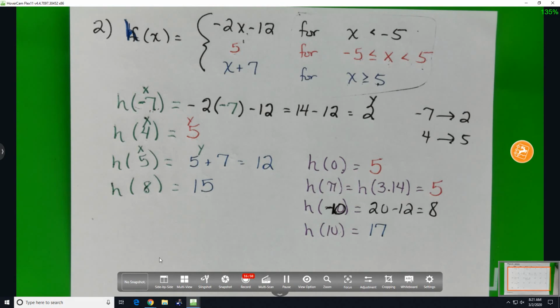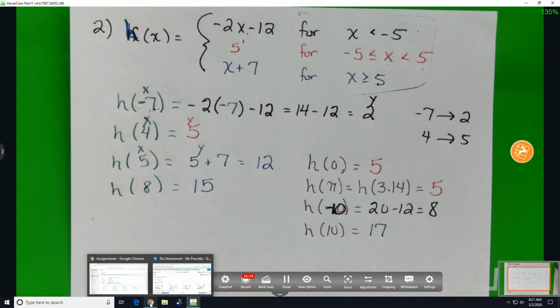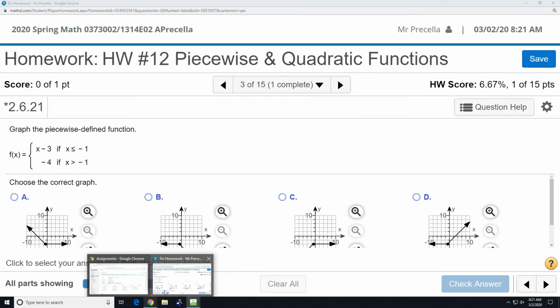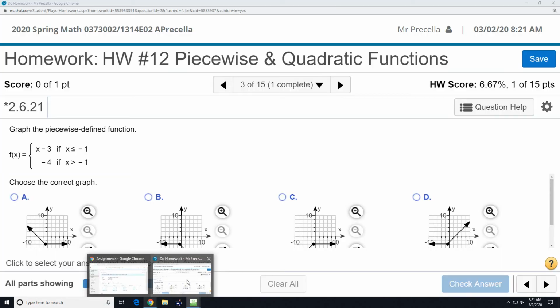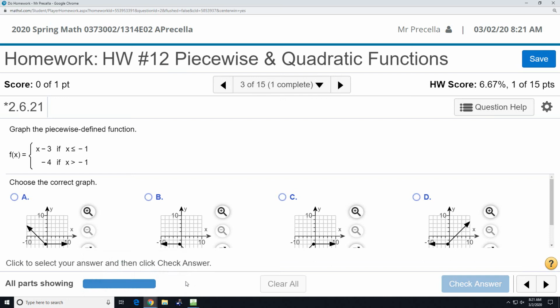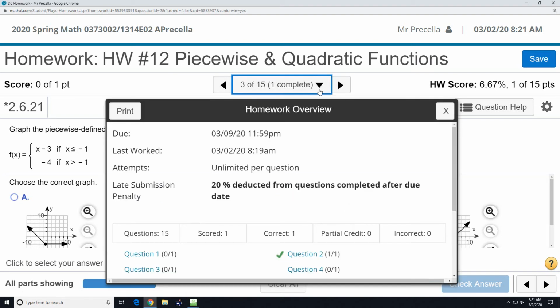Now, the next thing we're going to do. We're doing two things with piecewise functions, evaluating them. That's what we did with number 2. The thing that's going to take the most time with them is graphing them, and we're moving on. We're not going to go in the order that we have there. We want to go to problem 6.